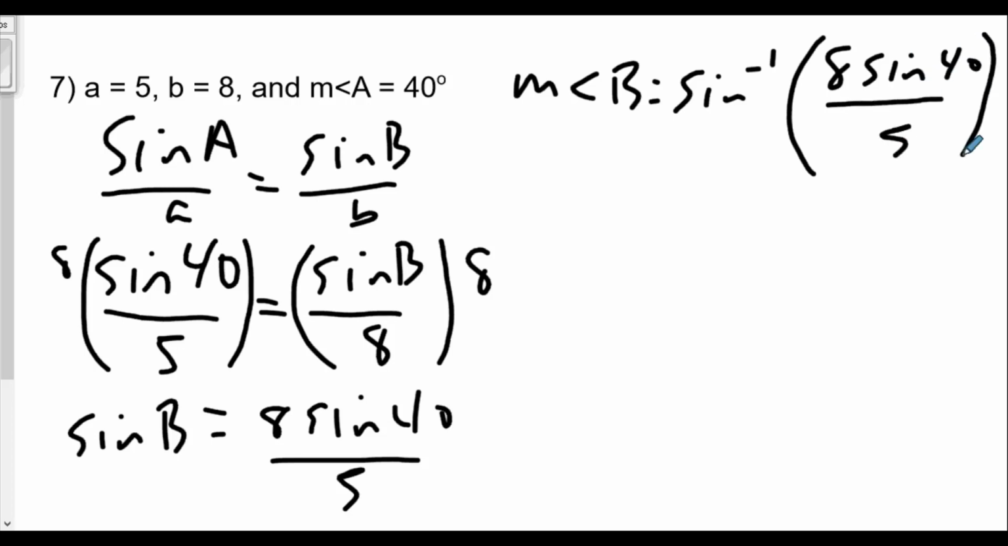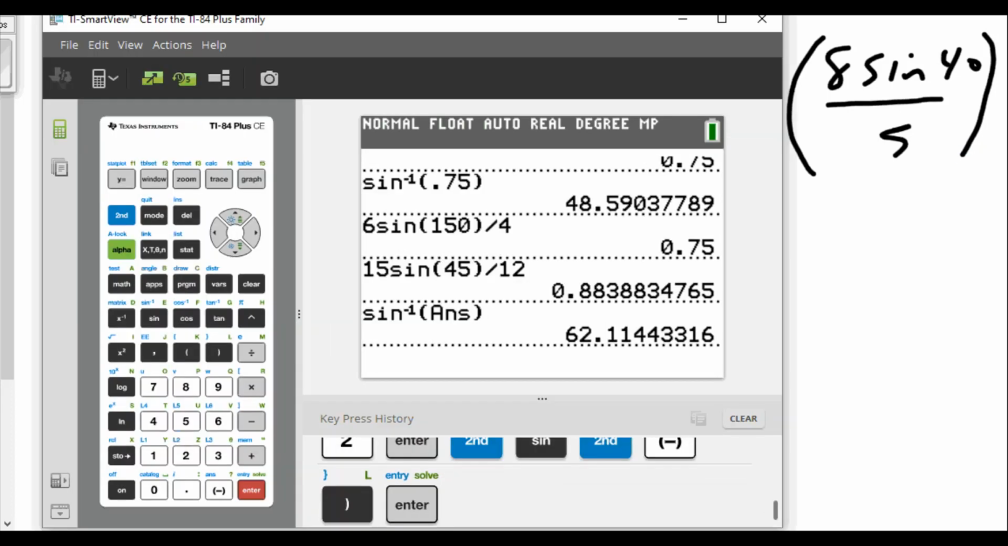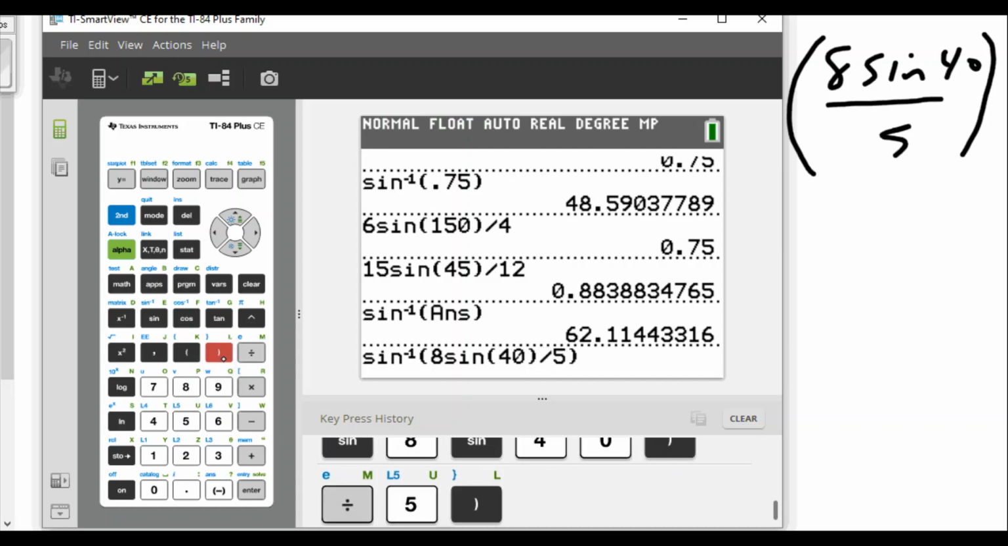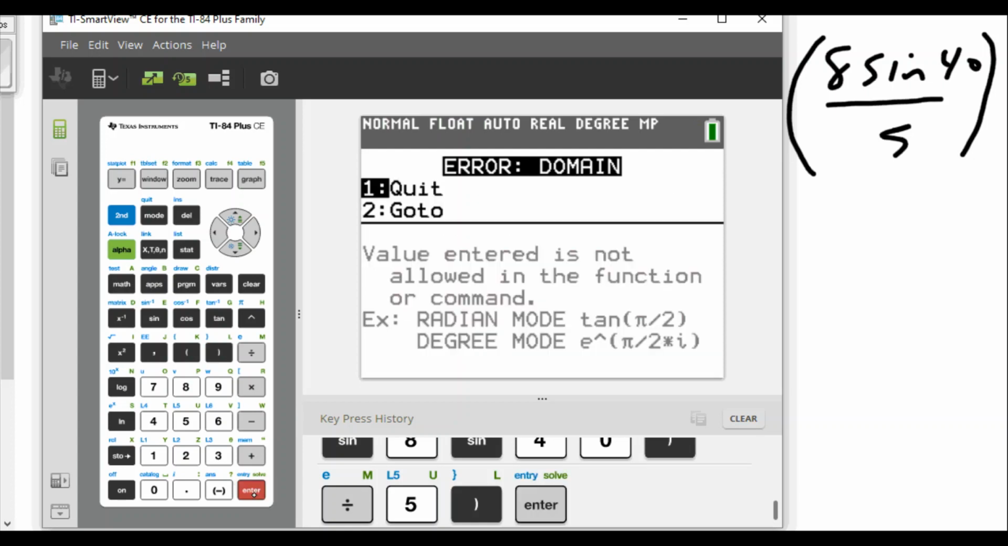And so just to show you that it works out, let's type it into a calculator. Okay, here we go. We're going to type in second sine. Oops, second sine, sorry about that. I'm going to clear this here, delete that. Second sine, and here we're going to type in 8 sine of 40. I'm going to close that parenthesis there and then divide by 5. So you can type the whole thing in here. You don't even need to find the decimal value. You just type in whatever you got because sine of 40 is a real number. And we find out that we get, oh, error domain.